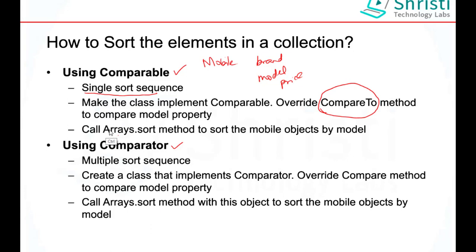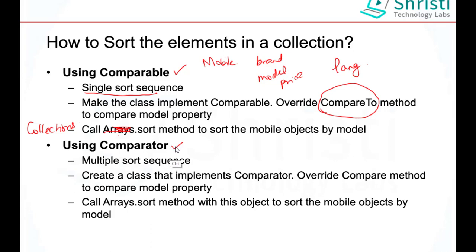Once you have completed this, you need to call the Collections.sort method. Collections is a class from the collections framework. In the Collections.sort method, when you pass the list, automatically it will give you sorted mobile objects based on a particular property. This Comparable is from the java.lang package.